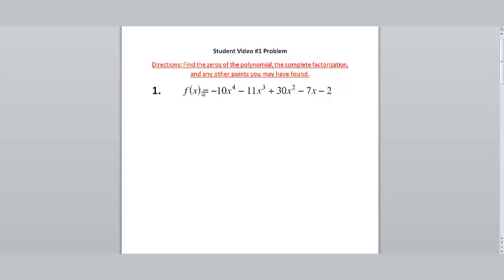Our problem is f of x equals negative 10x to the fourth power minus 11x to the third power plus 30x to the second power minus 7x minus 2.